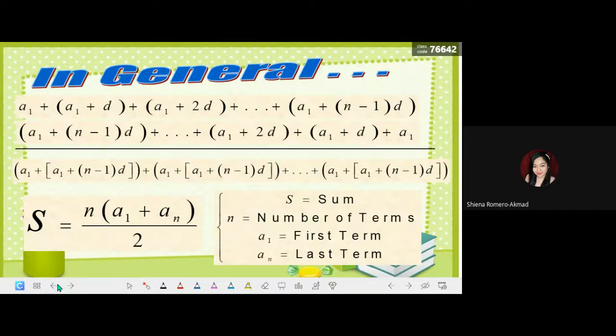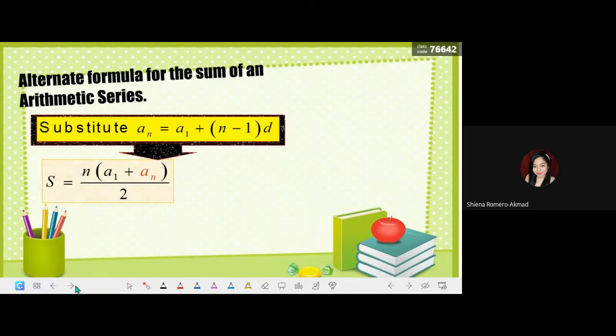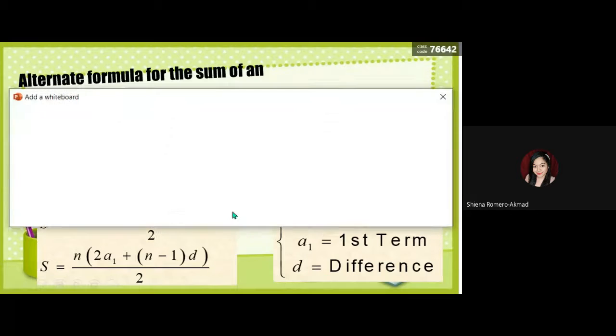Nasaan ako? Balikan natin. Tandaan niyo itong formula na ito, kasi dalawang formula ang gagamitin natin: yung may last term at yung walang last term. Kapag may last term, ito ang gagamitin. Pag walang last term, ito naman ang gagamitin nating formula. Sulat ko lang kung ano yung mga formula na gagamitin natin. Okay?